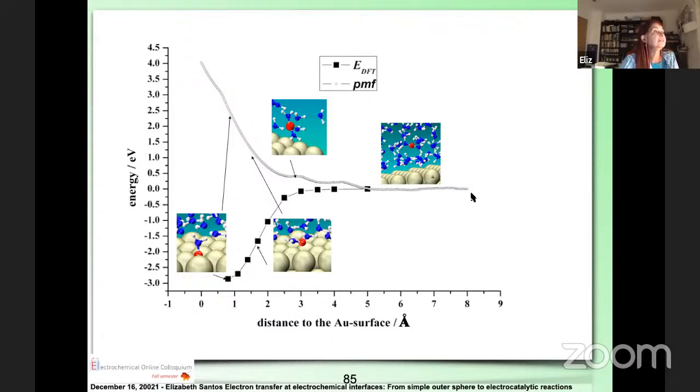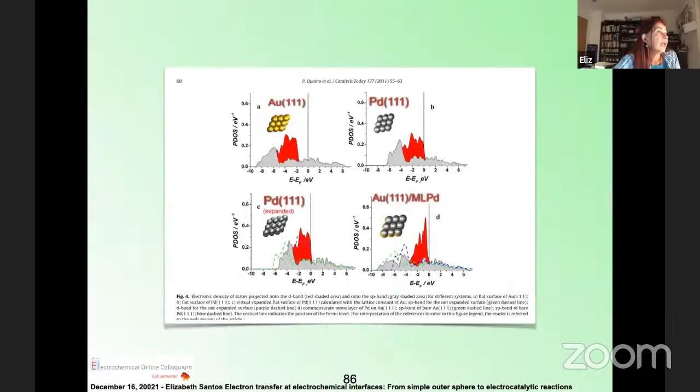But here you can compare: these are the energies obtained from DFT for the hydrogen atom approaching this surface, and these are the PMF obtained with molecular dynamics. And when the proton starts to lose the solvation shell, then the PMF increases and the lambda obviously could decrease the reorganization energy.